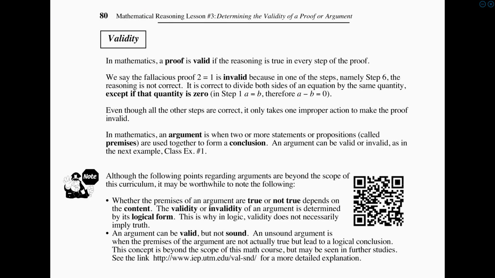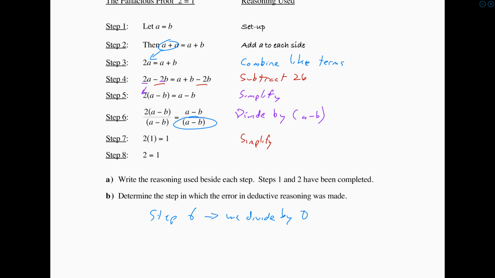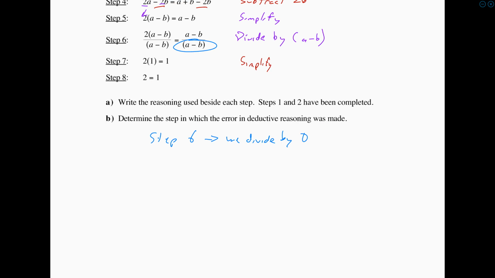And this is actually kind of where we're going today. So that was an invalid proof. Didn't I just tell you? Think through it. The issue was in step 6. We divided by 0. The issue is in step 6.